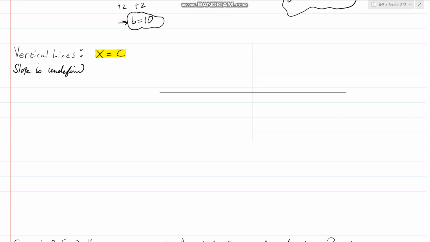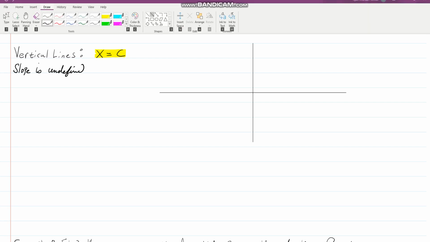Okay, continuing off the previous video, now I want to talk about vertical lines. So vertical lines are going to be lines that are x equals some constant, x equals c. Now, x could be any number that you want. Let's just deal with integers right now, but let me draw a line for us.